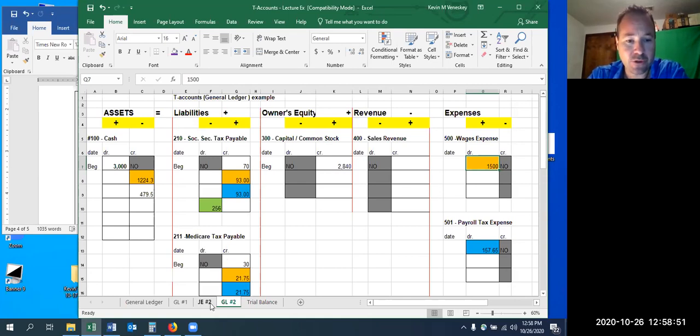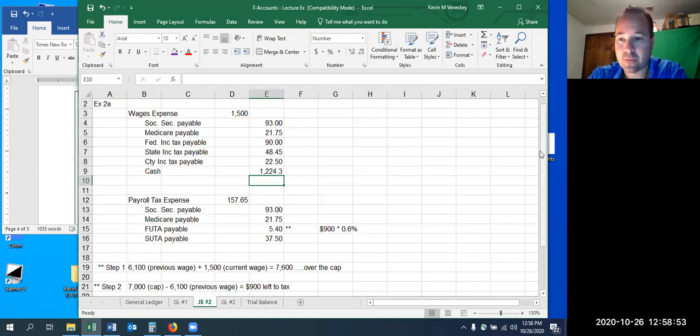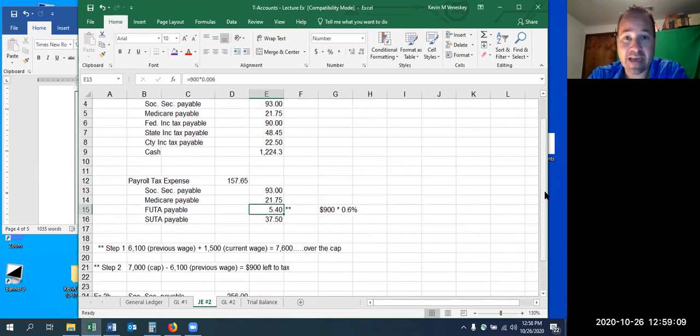Okay, so now let's look at journal entry number 2. The easy part is just knowing that Social Security and Medicare are the same as up here. We just add in the same amount. When we get to FUTA, we're going to come close to the cap, if not go over it. So we always check. Step 1, the previous wage plus the current wage. It does take us over the cap.